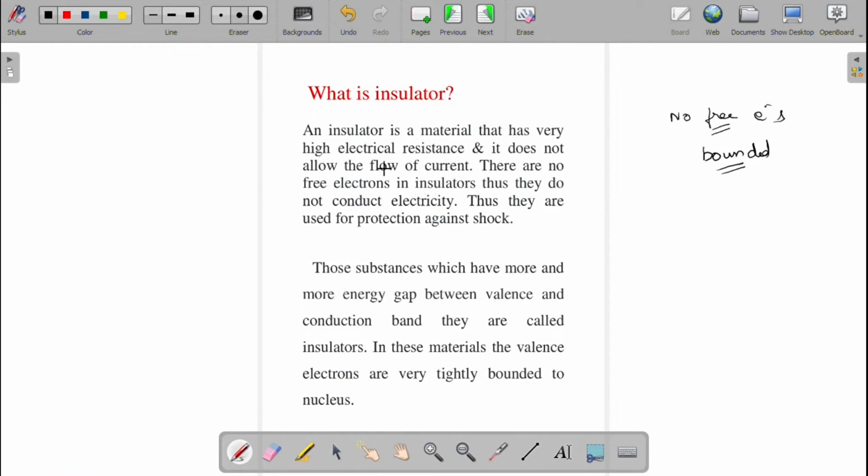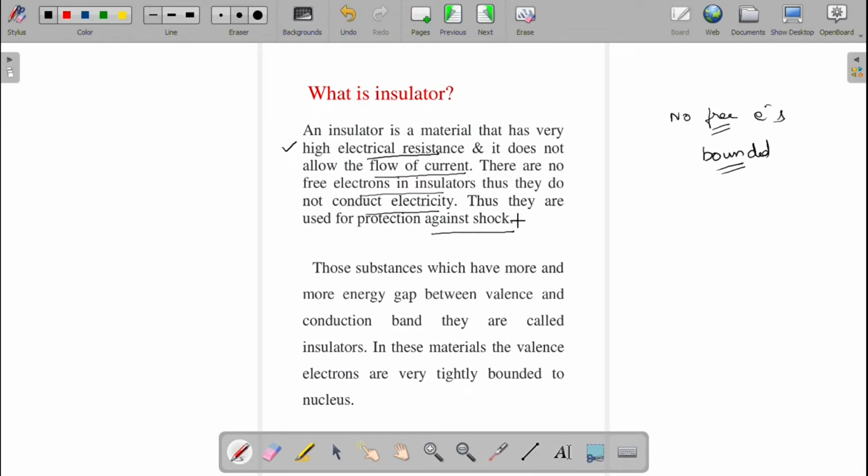Okay, so an insulator is a material that has very high electrical resistance, and it does not allow the flow of current. No current in the sense resistance will be high. That's what is mentioned here. There are no free electrons in the insulators. Thus, they do not conduct electricity. They are used for protection against shock.